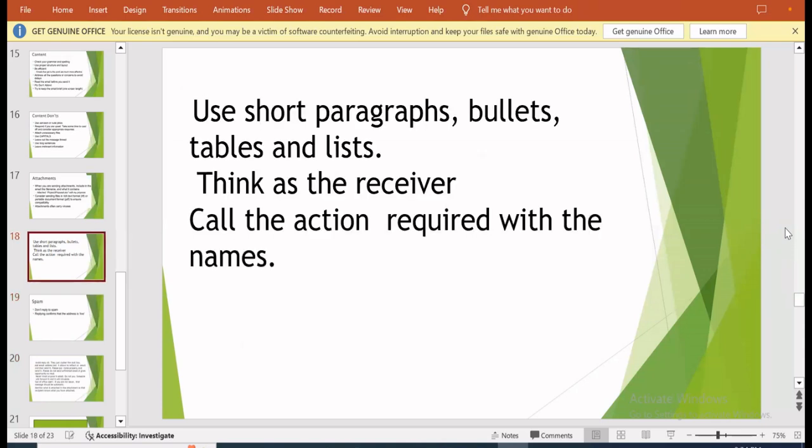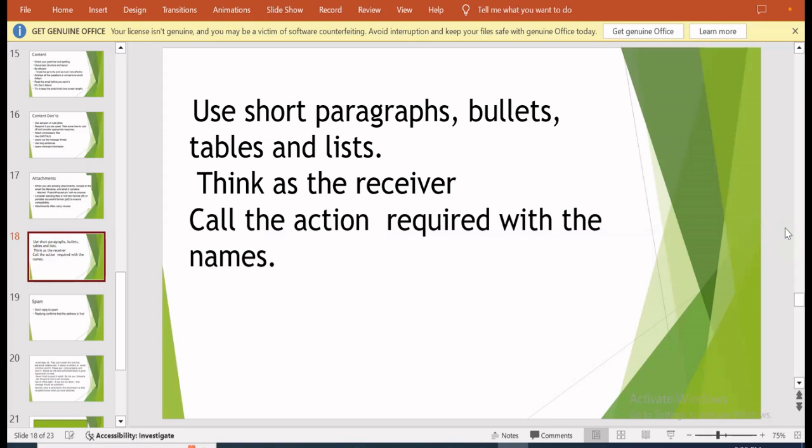Use short paragraphs, bullets, tables, lists. That means if you are to present any comparative information or comparative data, you can use a table, you can use bullets, you can list. Think as the receiver. Whenever you are sending the email, think about what the receiver will understand. If you are sending from your own perspective, it will not be good. You think whether the person to whom you are sending will be able to understand. That way you will present the information.